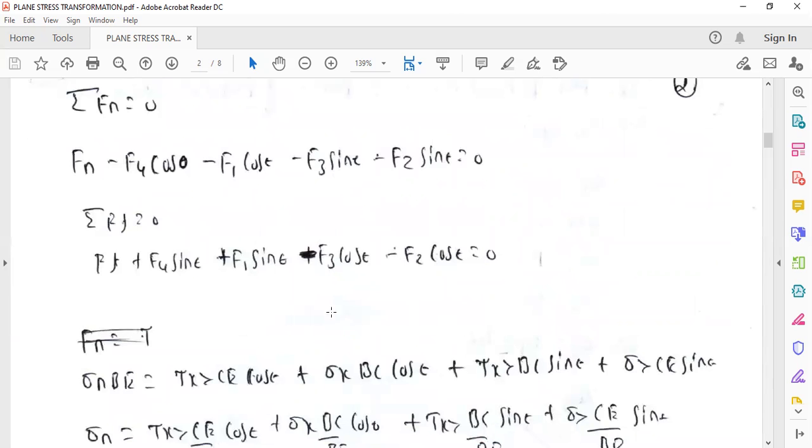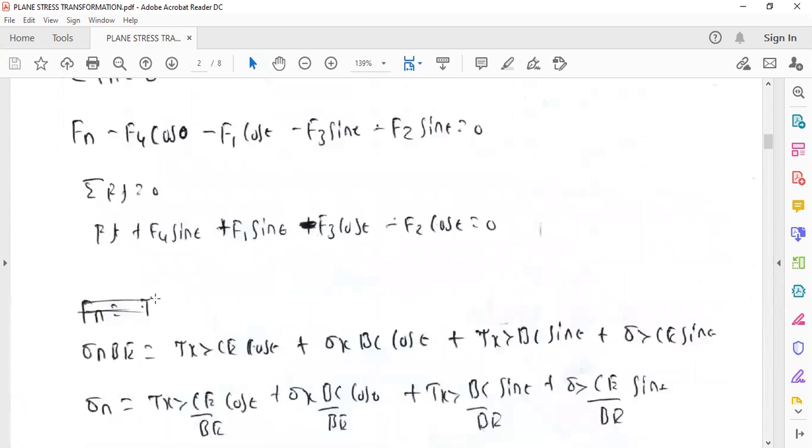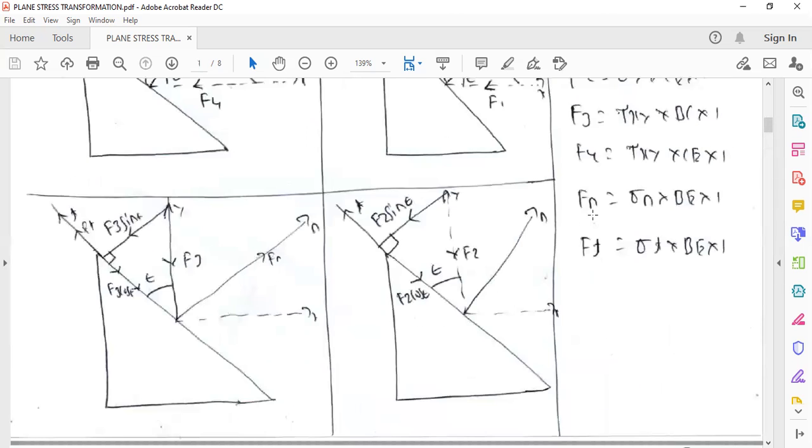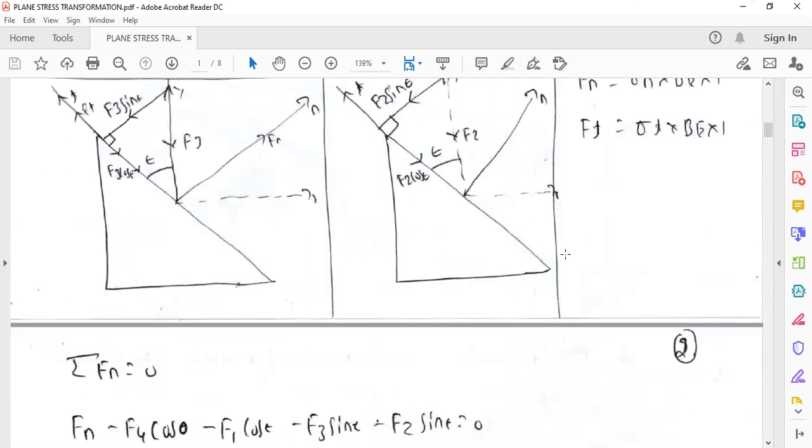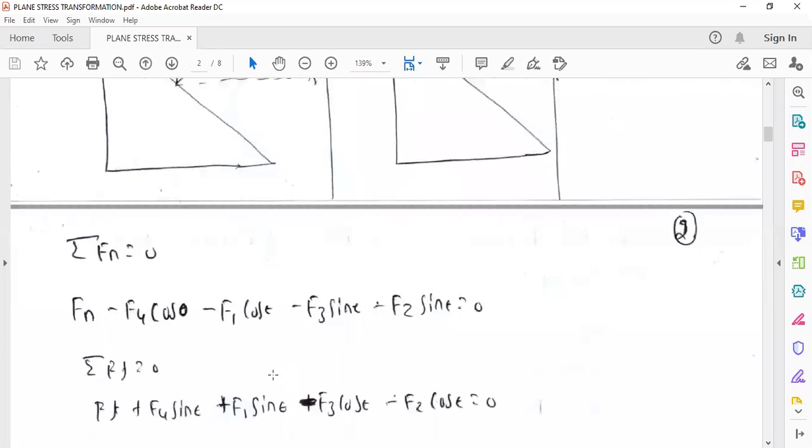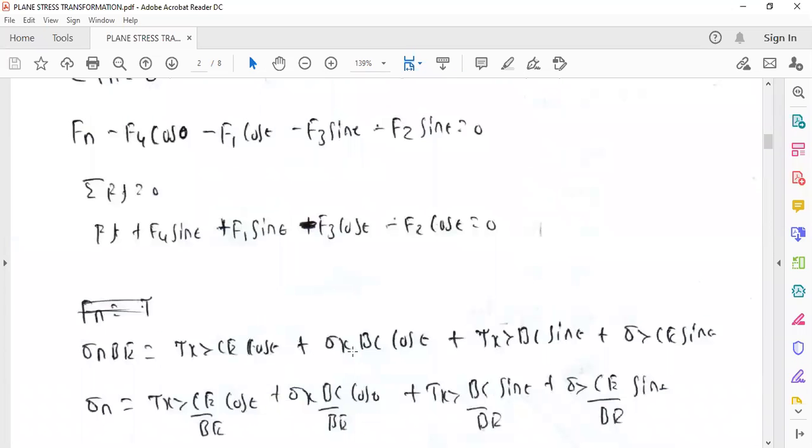Okay, I'll take the first expression, when the normal force is equal to 0. Instead of Fn, I will take the terms to the left-hand side. Fn is equal to F4 cos theta plus F1 cos theta plus F3 sin theta plus F2 sin theta. If I write Fn as sigma n into B, then sigma n into B plus tau xy into C cos theta plus sigma x BC sin theta, sigma y C sin theta.